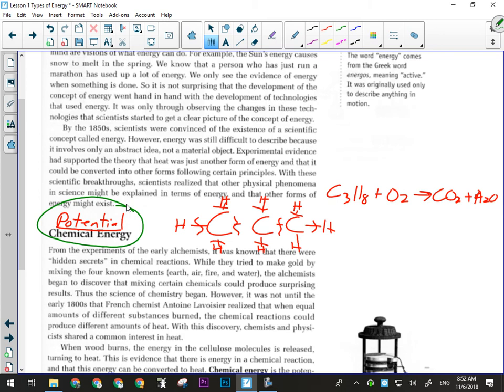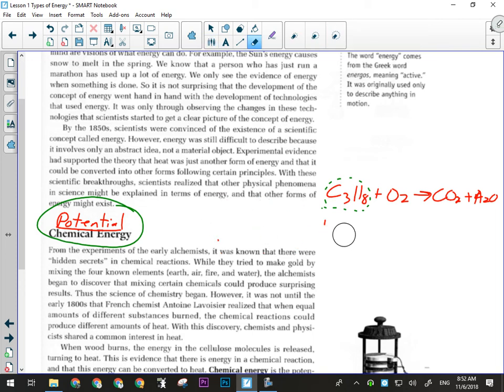So this stuff right here, C3H8, we talked about that back in the chemistry unit. That's propane. That's the stuff that we use in a barbecue. The molecule propane looks like this. So we've got 3 carbons and we have 8 hydrogens.